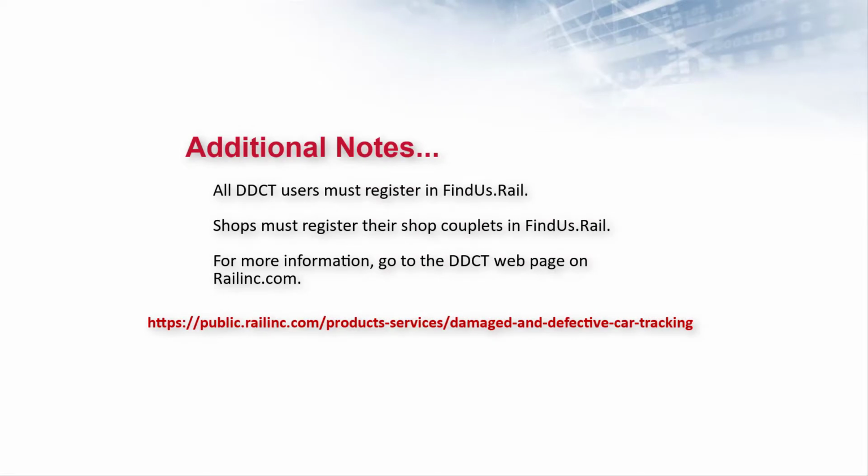It's important to note that all DDCT users are also required to register in findus.rail, which is a RailLink application for managing industry contact information. Additionally, shops must register their shop couplets in findus.rail in order for them to appear in DDCT. For more information, go to the DDCT page on raillink.com.